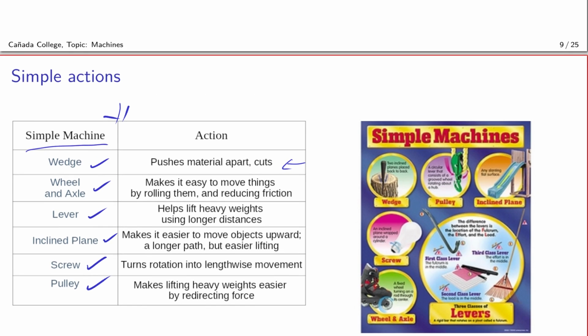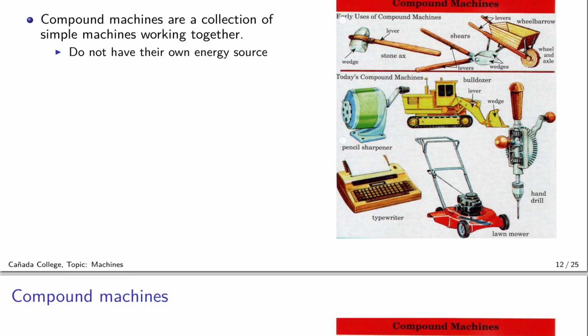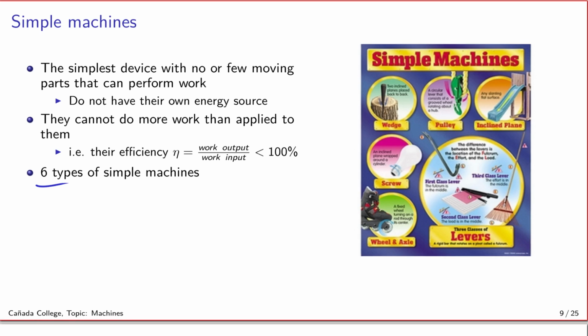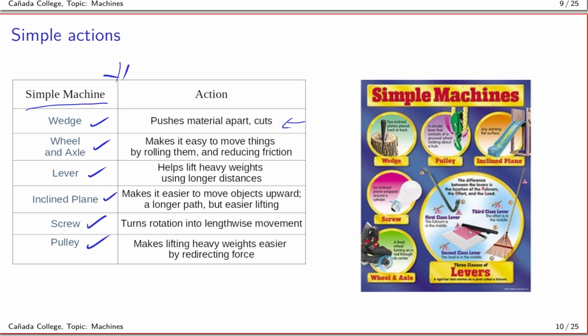A wheel and axle makes it easier for us to roll things about, which actually is easier than pushing it on a surface, because it turns out that rolling friction is smaller than, for example, sliding friction. A lever is something that helps us lift heavy objects over longer distances. The inclined plane makes it easier for us to move objects upwards.